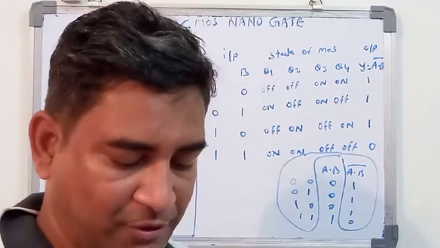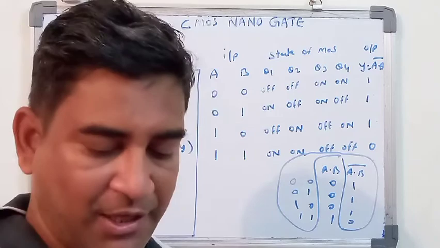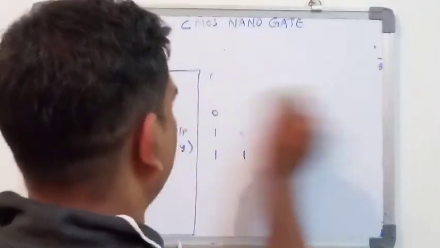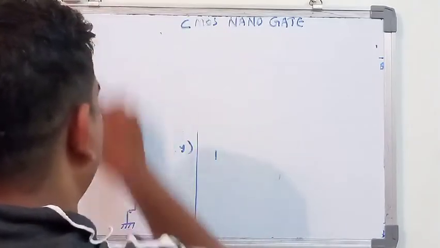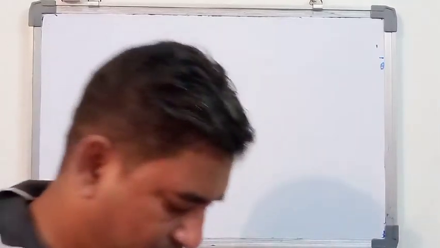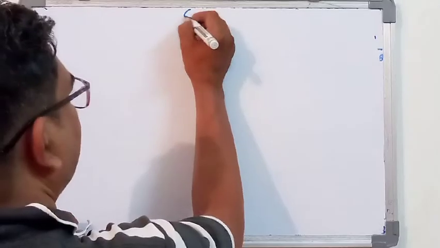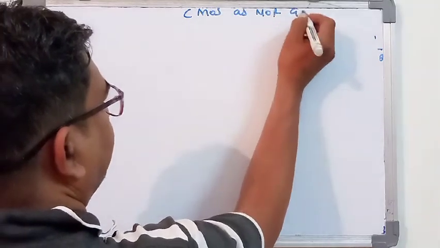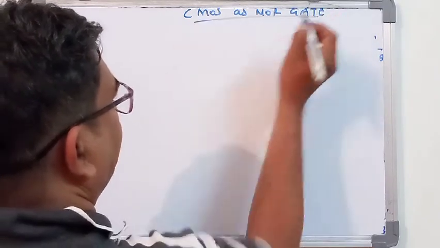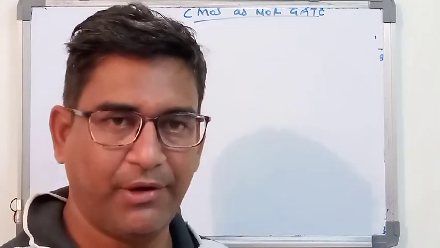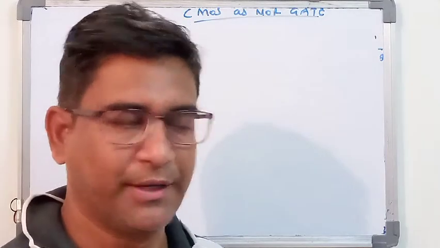Okay, now in the next topic, we will see CMOS as a NOR gate. CMOS as a NOR gate. Okay students, up till now we have studied CMOS as an inverter and CMOS as a NAND gate. Now here we have to study CMOS as a NOR gate.